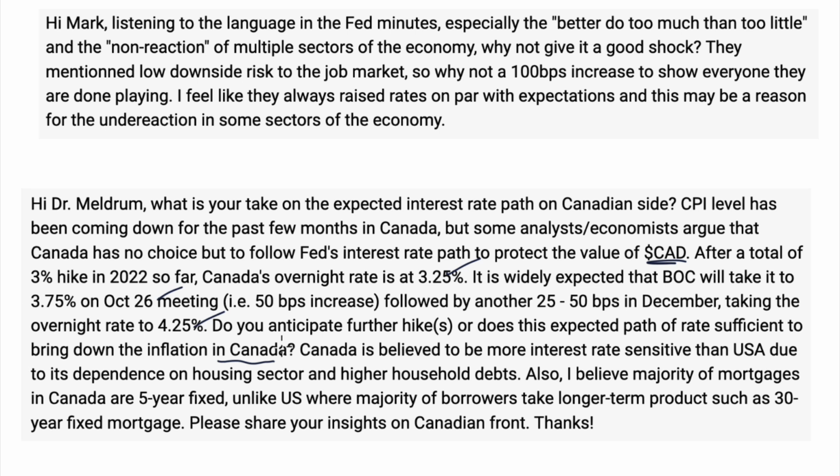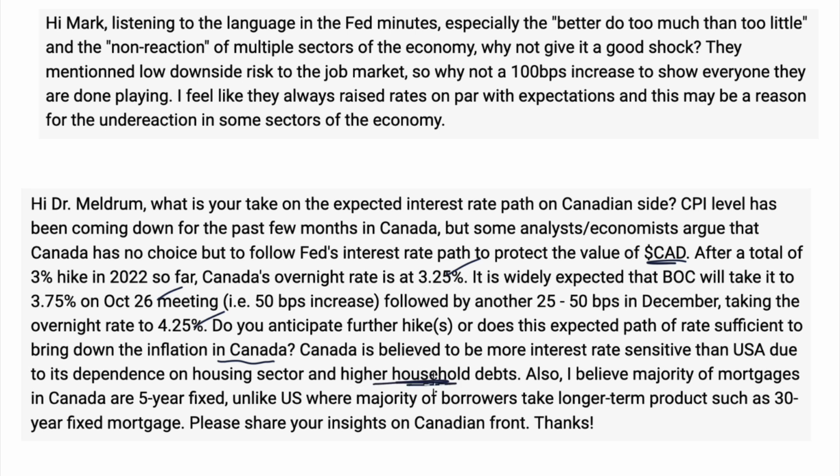Because we have a dollar that's going to be affected by the interest rate, maybe Macklem will go further than he needs to go. However, I'm sure he's aware that it's not going to help the value of the Canadian dollar against the US dollar, because the US has its own momentum that higher interest rates in Canada really can't stop at this point. Can slow it down, but you're not going to stop it. So I don't know that he's going to be too focused on the exchange rate as much as the data within Canada itself. Canada is believed to be more interest rate sensitive than the U.S. due to its dependence on the housing sector and high household debts.